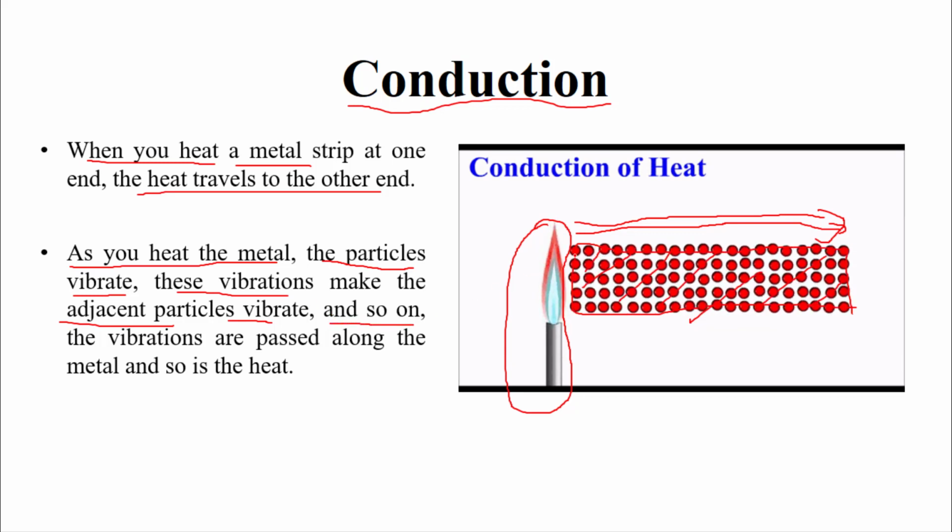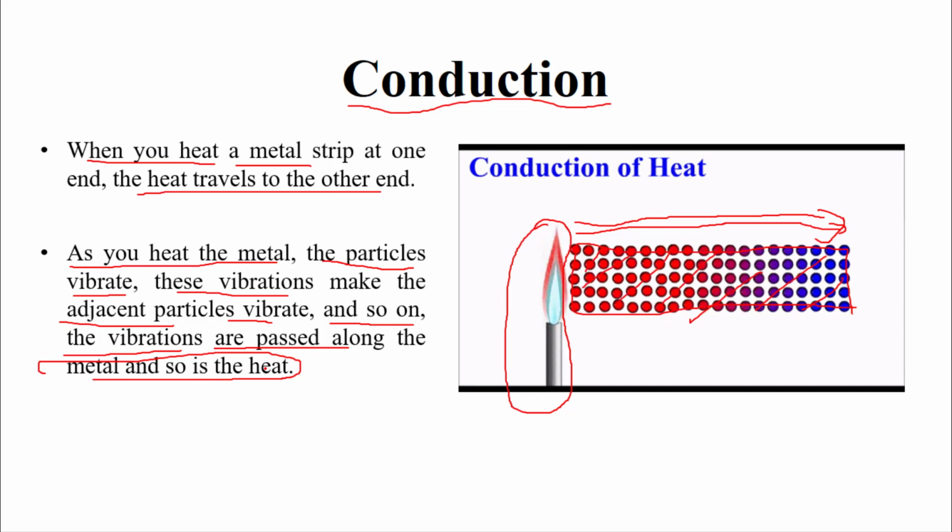And so on. So this one vibrates, the adjacent one also vibrates, and the vibration is transferred throughout the metal sheet. So these vibrations are passed along the metal, and so is the heat. So the movement, or the vibration, is transferred as well as the heat. So this is the reason why heat is transferred through a solid.